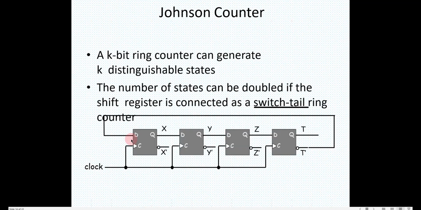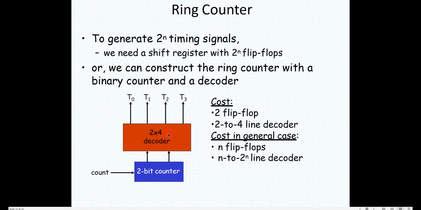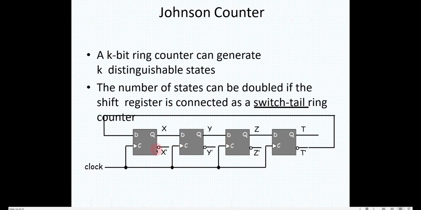So just by giving a feedback of Q bar instead of Q, instead of 4, I am generating 8 unique states, right? So that is also helpful, with lesser hardware. Instead of going for a decoder, obviously a decoder will give 16, but again decoder hardware is required, right? So this is somewhere in between.